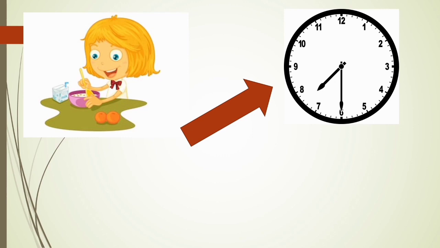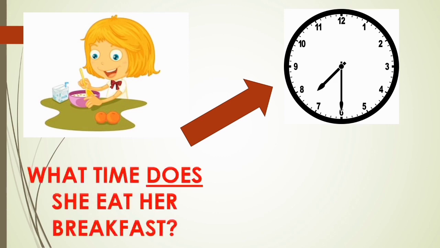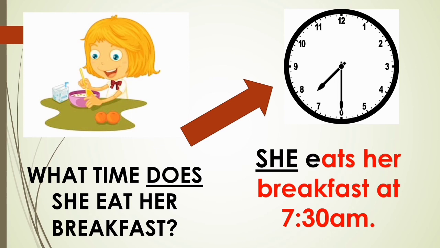Okay, another example. Look at the pictures. It's a girl and a clock. Again, I want you to tell me the time and use the third person. Everybody, let's read. What time does she eat her breakfast? Instead of do, we use does for the third person. Okay, what is the answer? Look at the clock. What time is it? She eats her breakfast at 7:30 a.m. Is it 7:30? Okay. We use she because she is for a girl and she is for third person, and eat is a verb and we add s. Very good. Everybody clap your hands again.